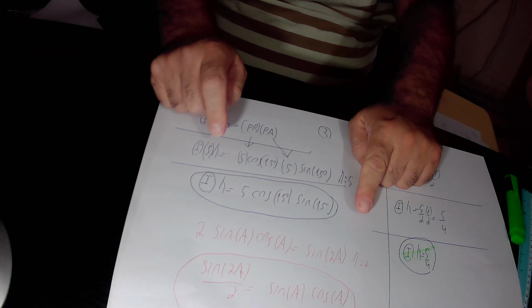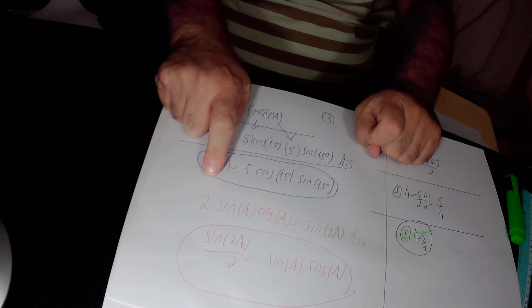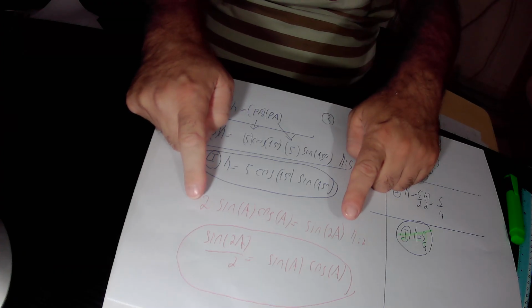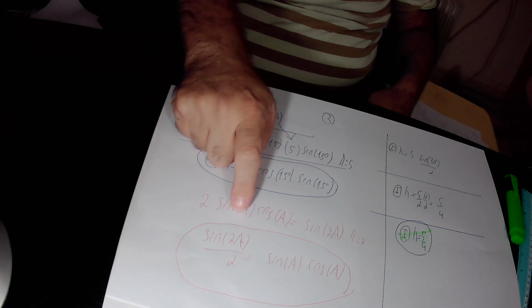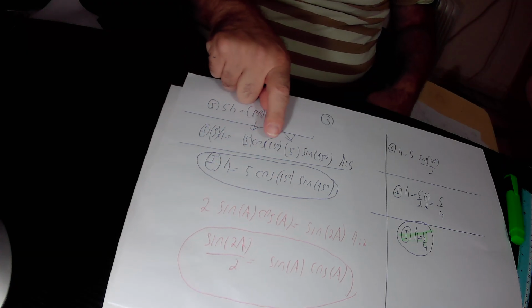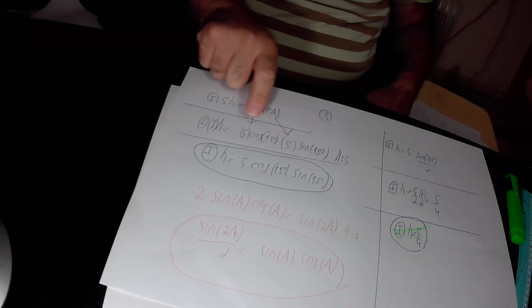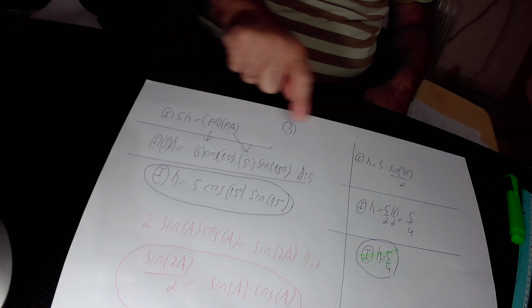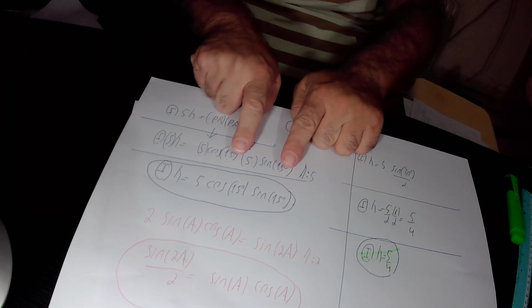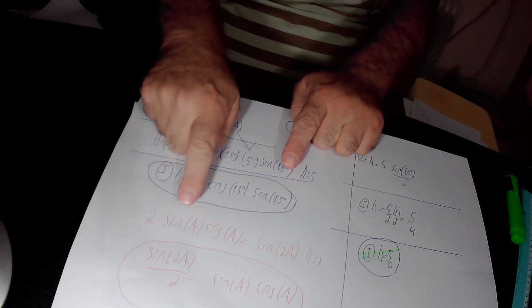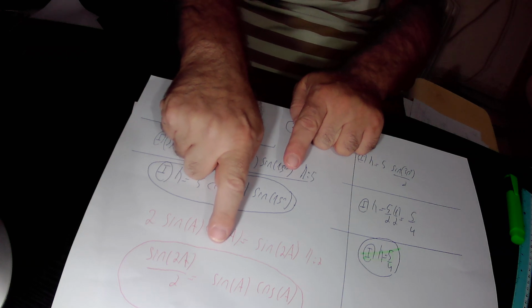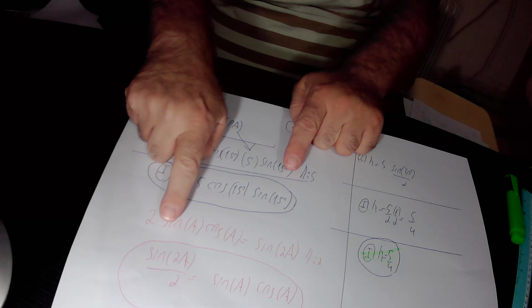Here we divided this trigonometric identity by 2 and finally found out that sine 2A over 2 is equal to sine A times cosine A. We use this trigonometric identity in order to find the value of cosine 15 degrees times sine 15 degrees. So according to equation 1, h equals 5 times cosine 15 degrees times sine 15 degrees. According to this identity, sine A times cosine A equals sine 2A over 2.